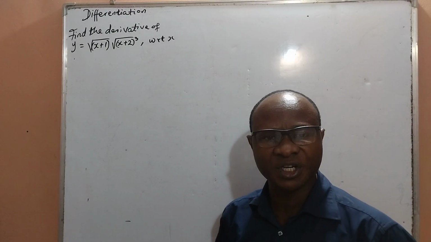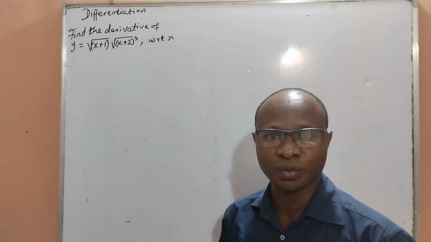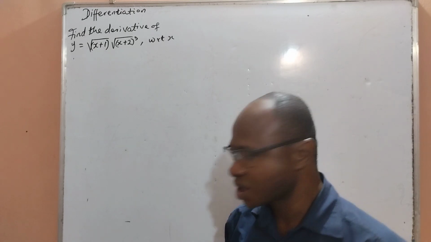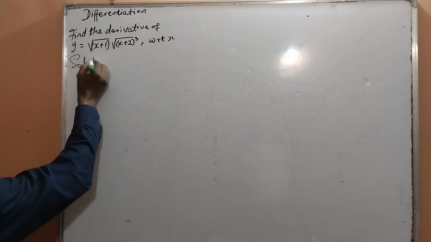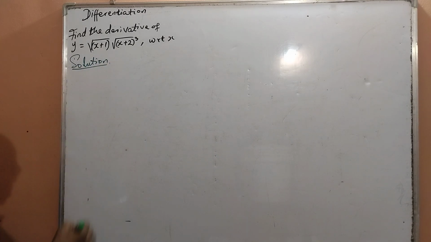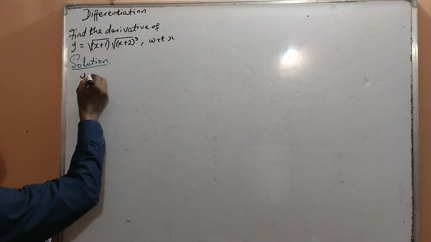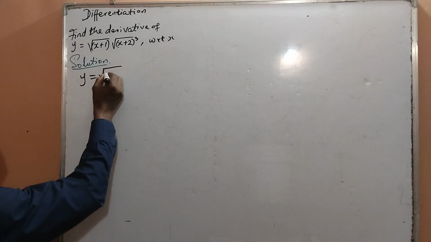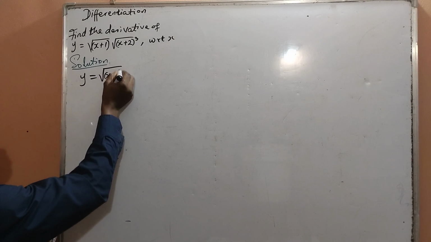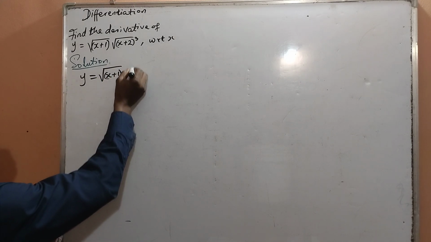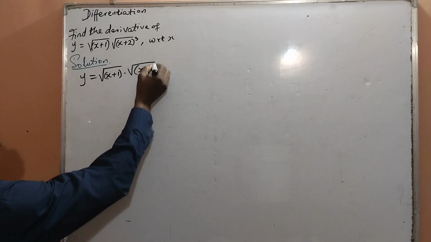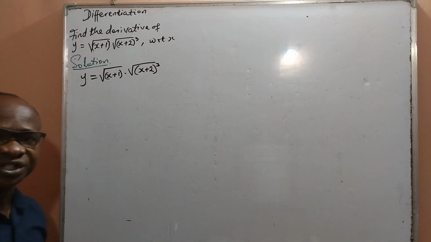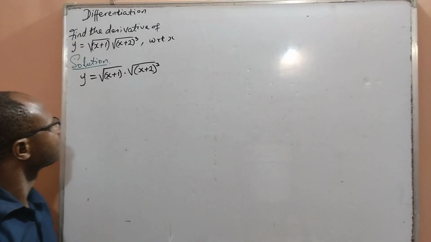Also, we shall be solving this problem using the product rule of differentiation. We dive in. By solution to the question, we are given y equal to the square root of x plus 1 multiplied by the square root of x plus 2 raised to power 3. We want to differentiate with respect to x.